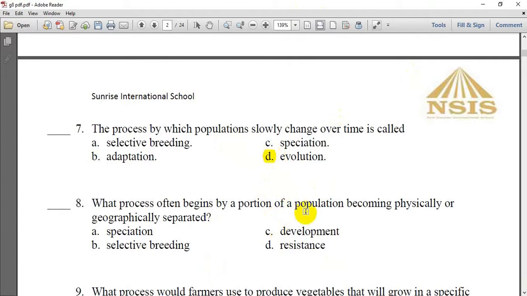Next, what process often begins when a portion or part of the population becomes physically or geographically separated? When they are separated, we call this speciation, selective breeding, development, or resistance. And as we know, this was the first step in speciation, so we will write here the answer is letter A. Next question.